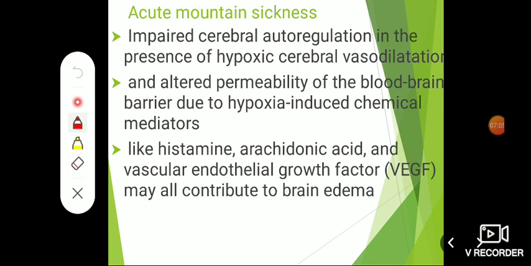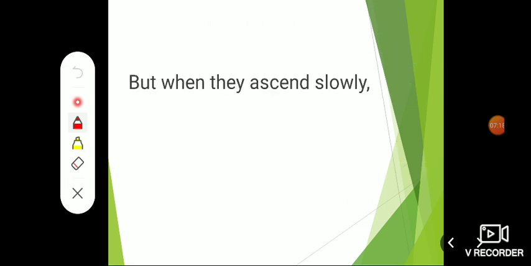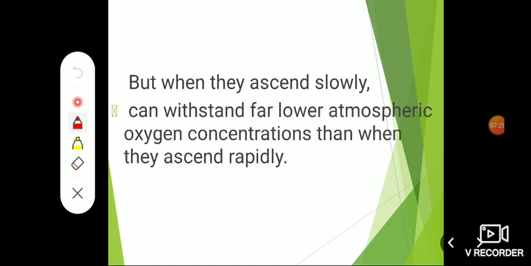If the person ascends rapidly to high altitude, does not take rest, and is not provided with any oxygen supplement, these are the consequences, and death can take place. To avoid all this, the best possible approach is to ascend slowly. If a person is going to high altitude for mountaineering and trekking, the best advice given by a physician is to ascend very slowly, and then the person can withstand far lower atmospheric oxygen concentration than when ascending rapidly. This process is called acclimatization.